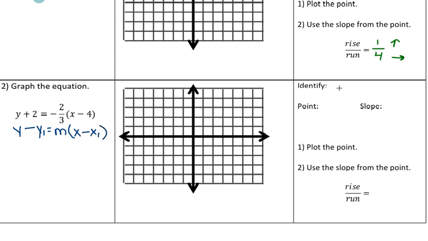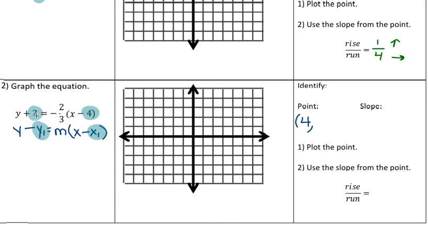Okay, so first thing we're going to do is identify the point and the slope. The point is my x1 and my y1. So my x1 is 4, my y1 is 2. But I notice this stays minus, so that's fine. So that just stays 4.